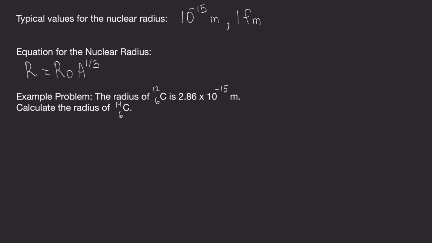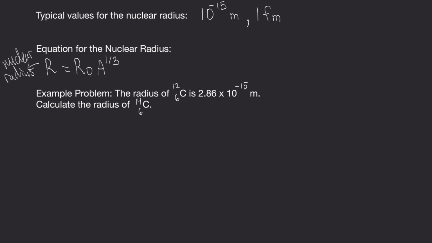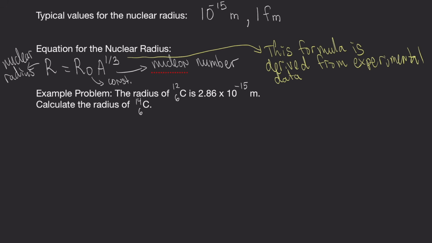Over here on the left, we actually have the nuclear radius. R0 is just a constant that has units of distance and is typically about a femtometer. We very often have to work it out using the question, so please don't just memorize that value. A is the nucleon number. And it's really important that this formula here is empirical, meaning that it is derived from experiments. Let's do an example problem.